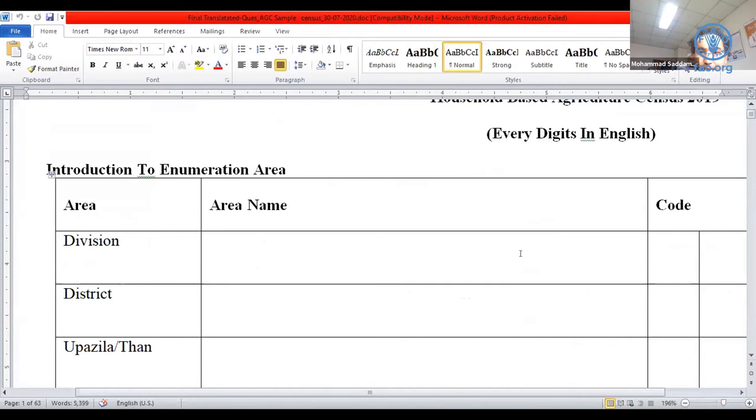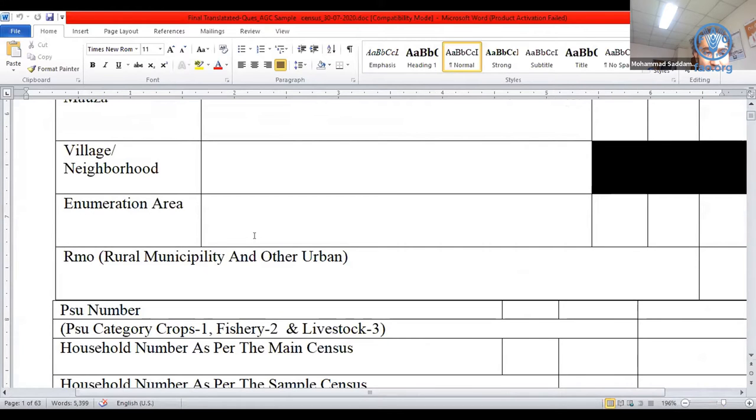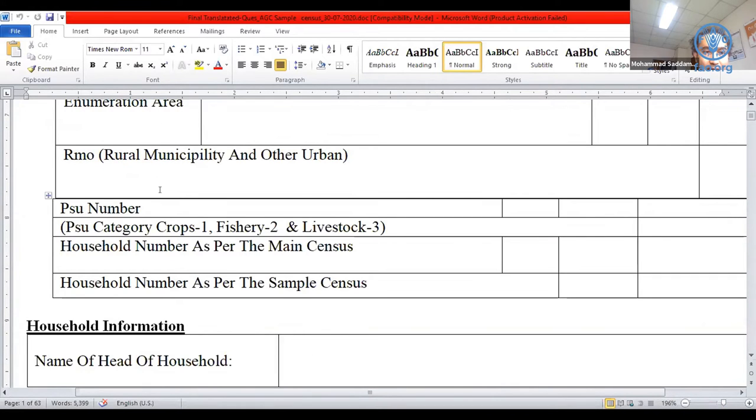First, this part is related to the enumeration area details, area division, district, the administrative part of our country, like the small parts: union, ward, mouza, the village, enumeration area number, the RMO, which reflects the rural municipal area and the other urban area, the PSU number. PSU category, we segregated the PSU number based on the categories like the crops, fishery, and the livestock as well.